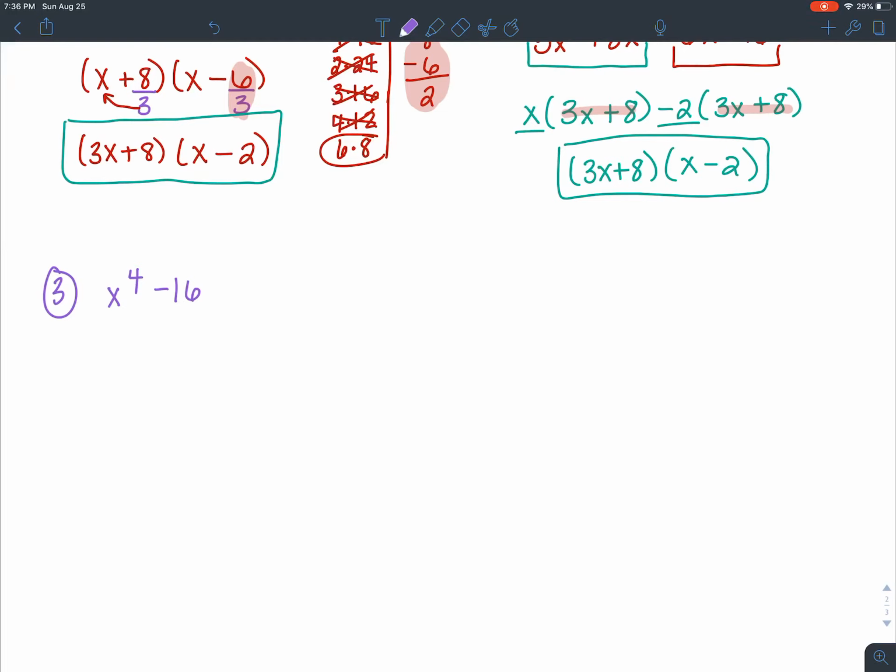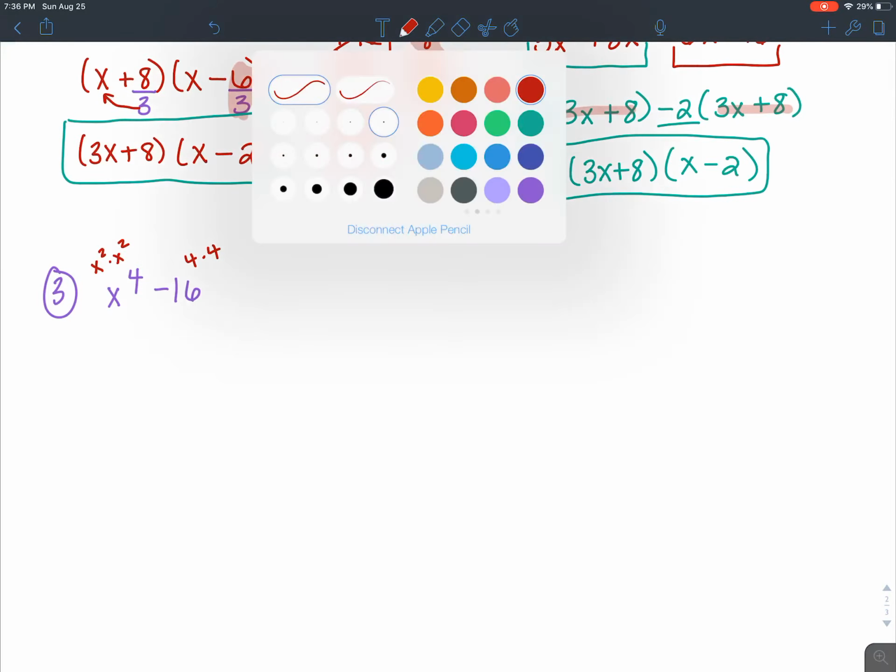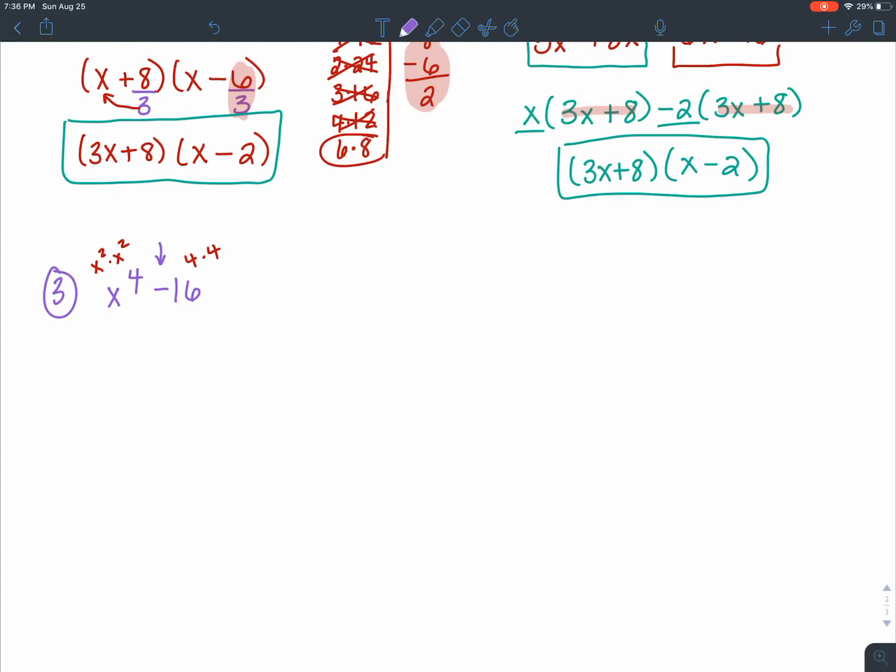You can set it up the same way. That x to the 4th might throw you off just because it's not a squared. Well, it's not x squared. You're like, oh, it's not a quadratic, but it's still a perfect square. It's still x squared times x squared. So first squares, x squared times x squared. Squares means I'm multiplying the same, and that's 4 times 4. Difference means I'm subtracting. So if this was a plus sign, then I wouldn't be able to factor. But it is a minus sign, therefore it is a difference of 2 squares.